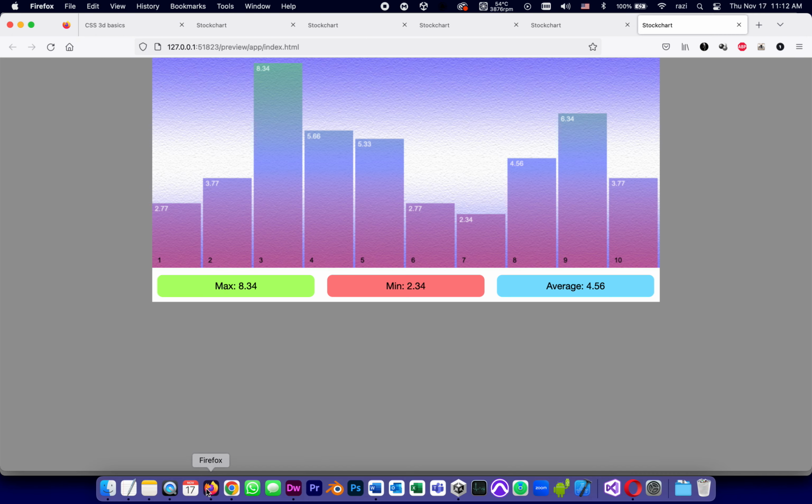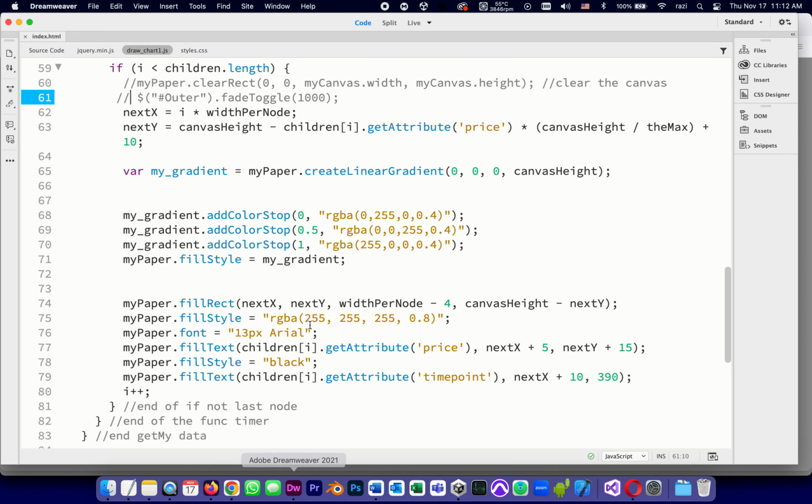If we look at it, this is the next x, next y, here, and here, and here, and here. Because hopefully you remember that to draw a rectangle, we need to supply it with four parameters. The x and the y of the top left corner, then the width, and then the height. So let's look at the width.